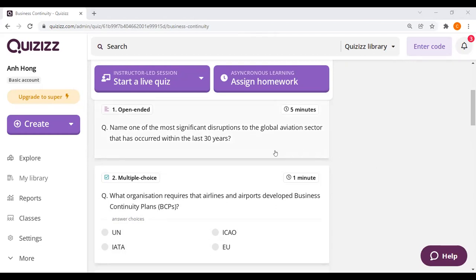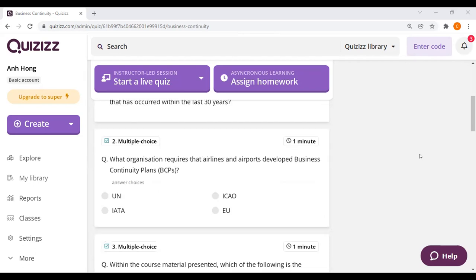You want to go over just to introduce? Okay. So the first question is, name one of the most significant disruptions to the global aviation sector that has occurred within the last 30 years. So it's a very simple one. I'm sure you can all do this. But remember, I put up that diagram, which were the five that IATA suggests are the five significant ones. But there were a few examples given by yourselves. So a simple question, just give an example in the answer.